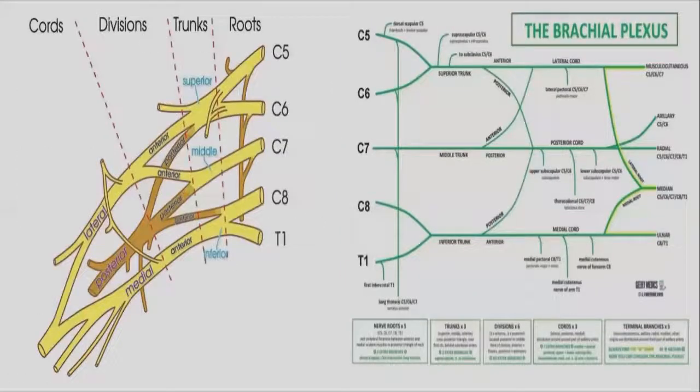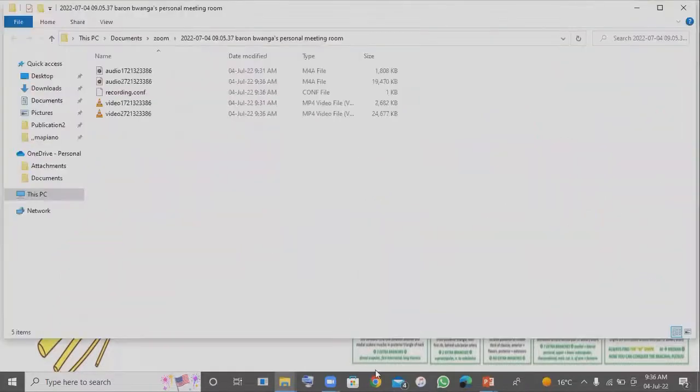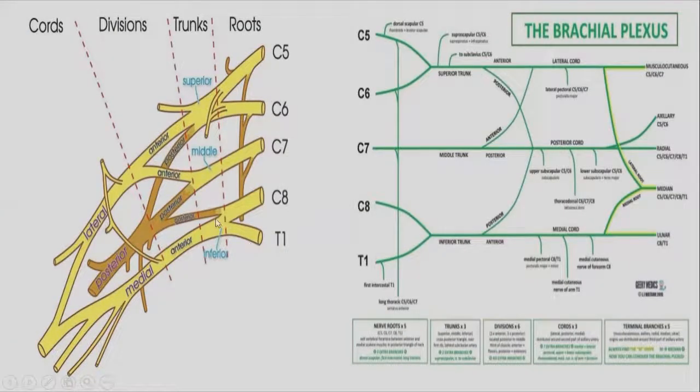Now, on the diagram I've already drawn, like I told you, C5 and C6 roots will form the upper trunk or superior trunk. Then the root of C7 will continue as the middle trunk. Then the roots of C8 and T1 will form the lower trunk or inferior trunk. Then all the trunks are going to divide into the anterior division and the posterior division. Even for the middle trunk, and even for the lower trunk, you're going to have the anterior division and the posterior division.